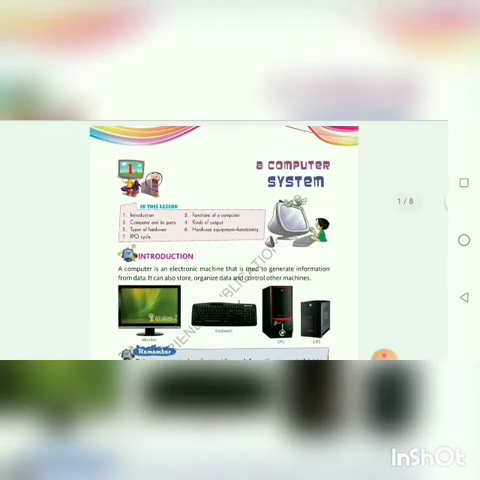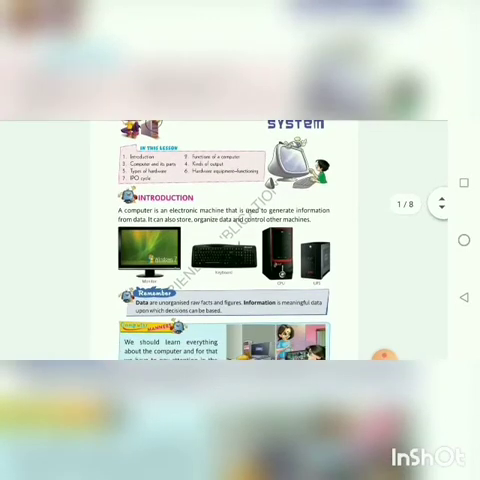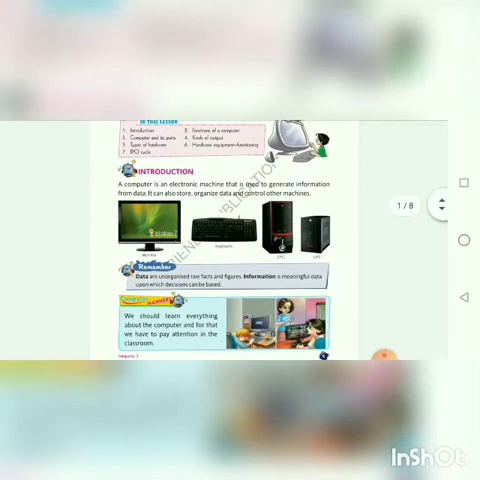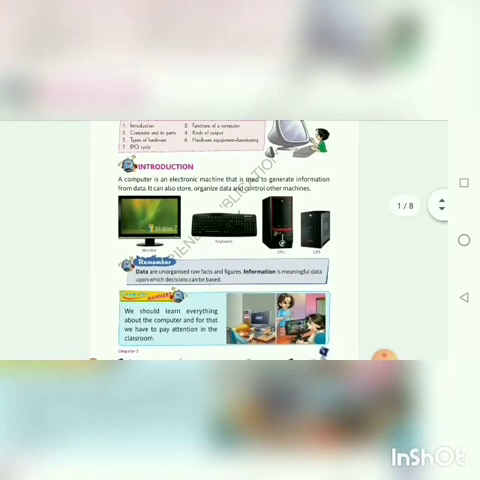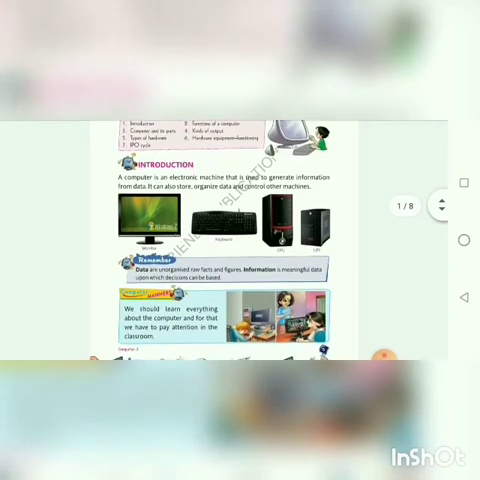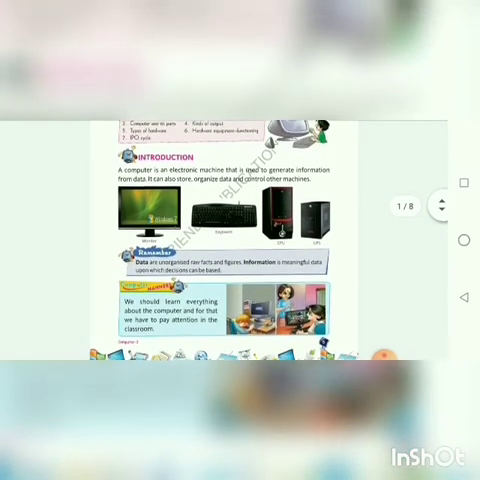Introduction. What is a computer? A computer is an electronic machine that is used to generate information from data. It can also store and organize data and control other machines.